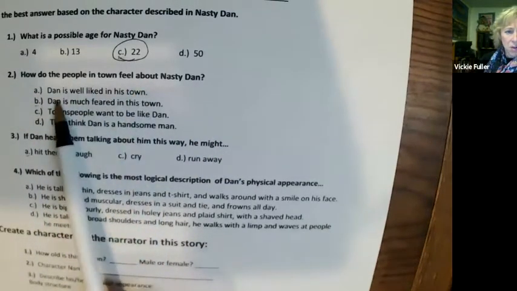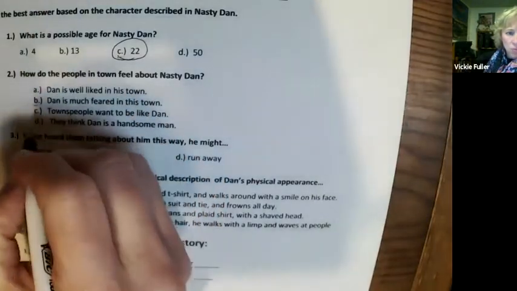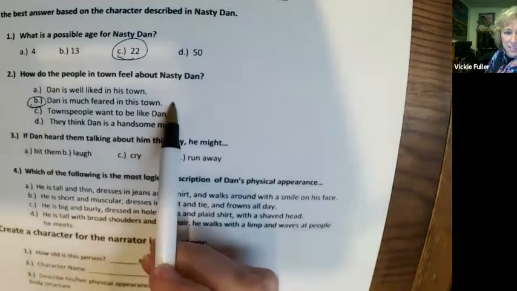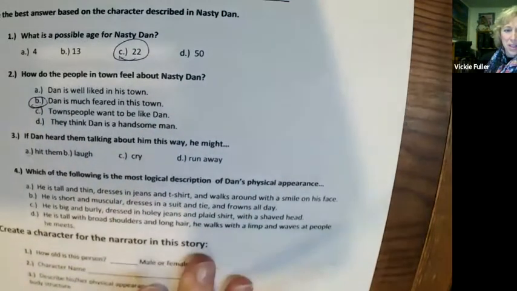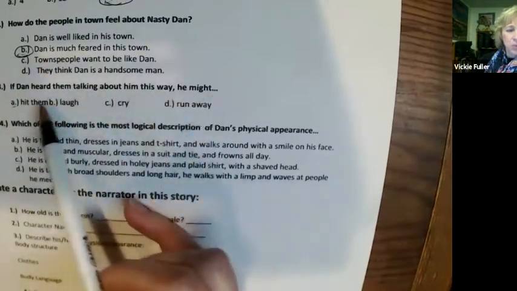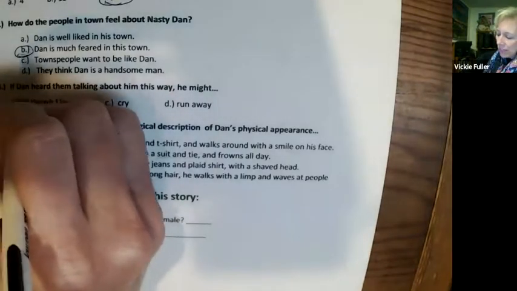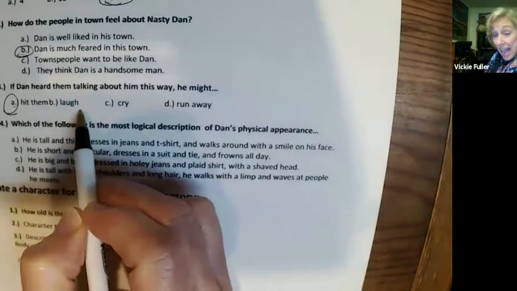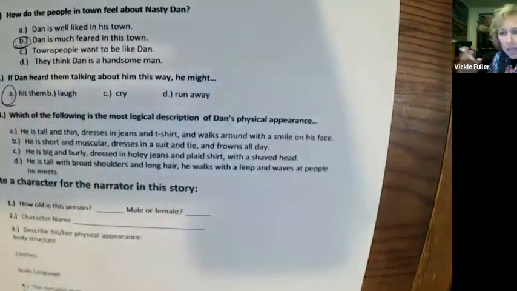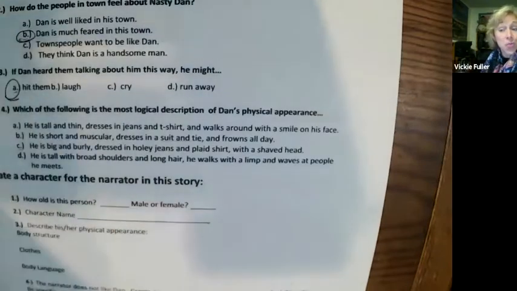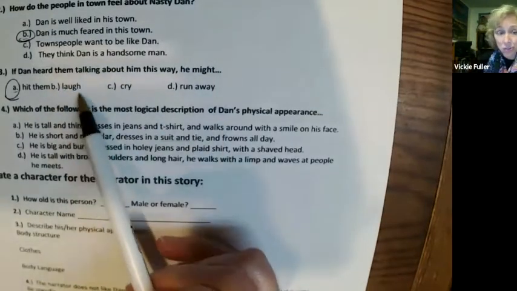How do the people in town feel about Dan? Hopefully you came up with the answer B. Dan is much feared in town. That's really the only one that would be logical on that one. If Dan heard them talking about him this way, he might, now hopefully you all said hit them. Now some people might have said laugh, and there's one line in there that tells us he would never laugh. So that line alone takes out answer B.